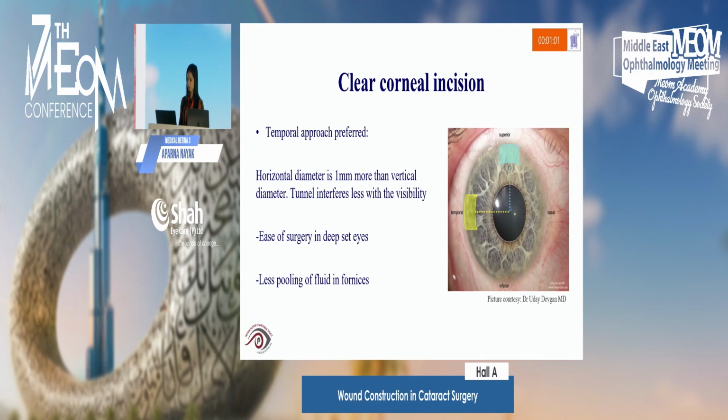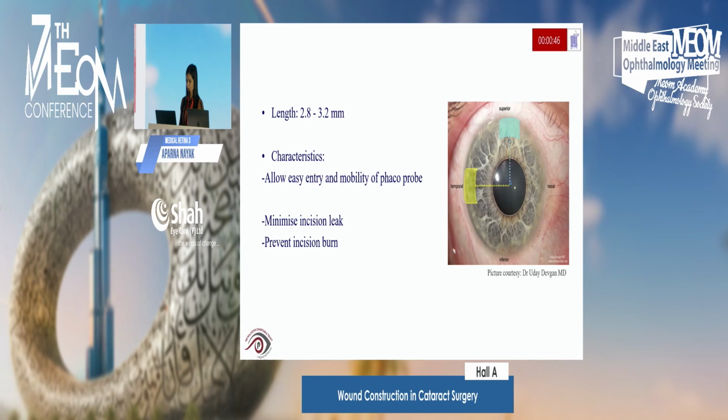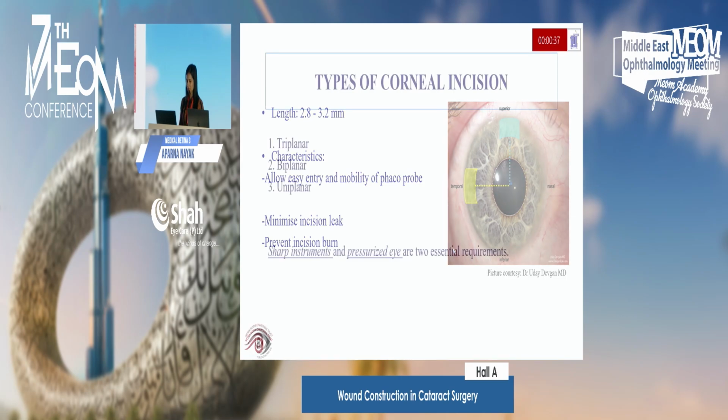In clear corneal incision, the temporal one is preferred because the horizontal diameter of the cornea is 1 mm more than the vertical diameter, and it also interferes less with the visibility. There is ease of surgery in deep set eyes and less pooling of fluid into the fornices. We have to maintain the length of the tunnel as well, and it allows easy entry and mobility of the phaco probe and prevents any incision burn.